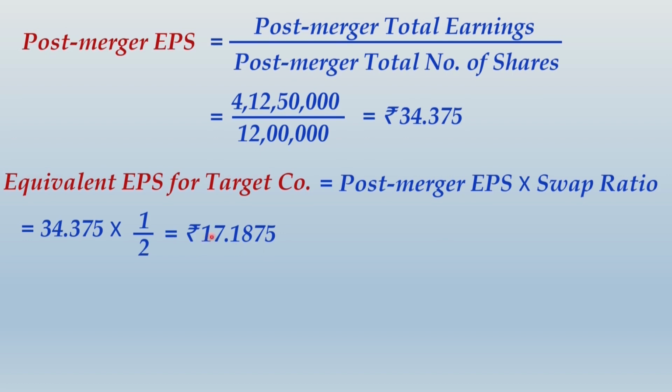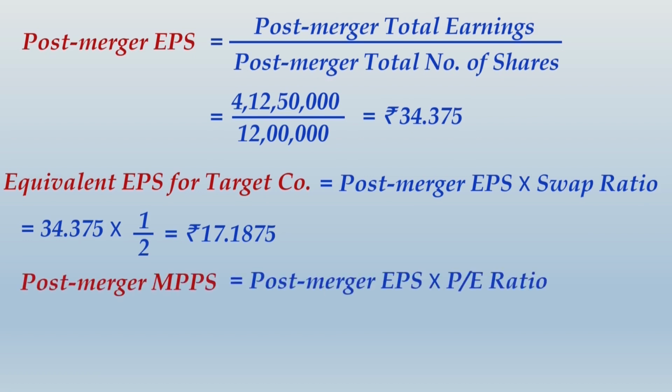So if you compare, the pre-merger EPS was rupees 20. Even after considering the synergic effect, the equivalent EPS you find in the hands of the shareholders of target company is less than 20, correct? That means from the earnings viewpoint, the shareholders of target company are definitely not happy. Anyway, let us move ahead. We will write up those conclusions later.